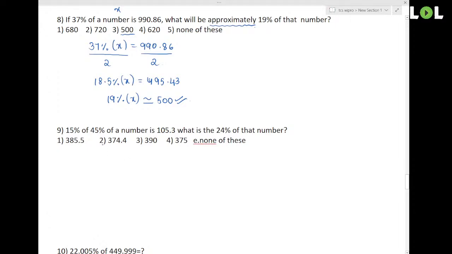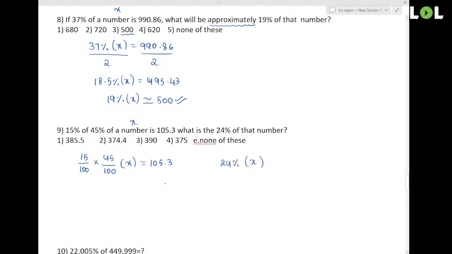15th. What do I have? 15% of 45% of a number, consider it as x, is 105.3. So what do I write? 15 by 100 into 45%, you must be able to write this step directly, of a number x is equal to 105.3. So what is 24% of x? He is asking for 24% of x.